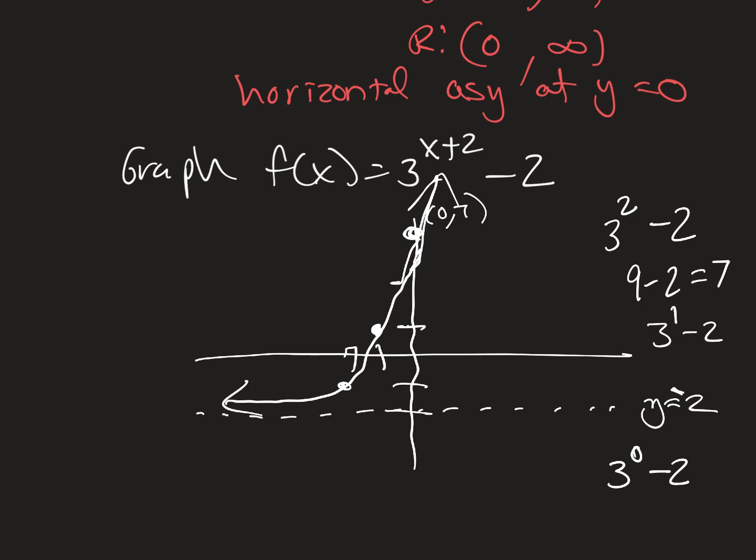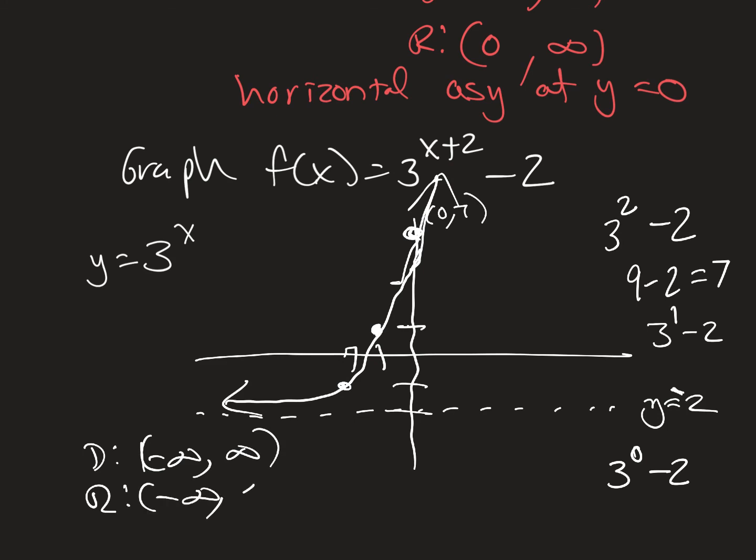And if you wanted to think about it in terms of transformations and comparing it to a parent graph like 3 to the x, it's been shifted to the left 2 and down 2. The domain of this particular function would be everything, and the range would be -2 to infinity. Oh, not negative infinity. So -2 to infinity, exclusive.